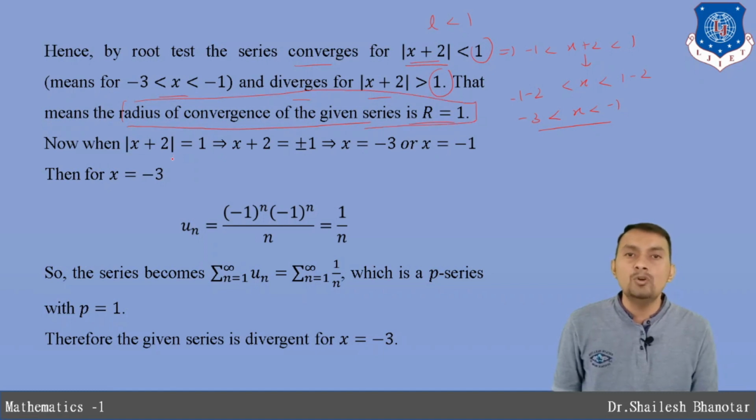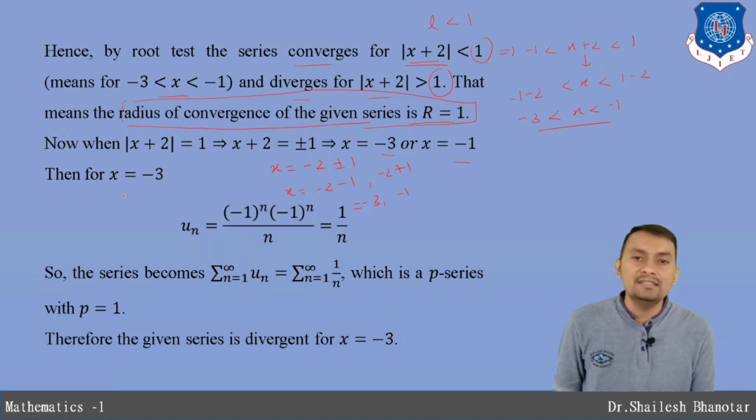Now when |x + 2| is equal to 1, that means x + 2 is equal to plus or minus 1. So x is equal to -2 plus or minus 1. From this, -2 - 1 and -2 + 1, when you simplify, you are left with x = -3 and x = -1. Now we are going to check whether the series is convergent for x = -3 or not, and whether it is convergent for x = -1 or not, and that is what we are going to discuss.